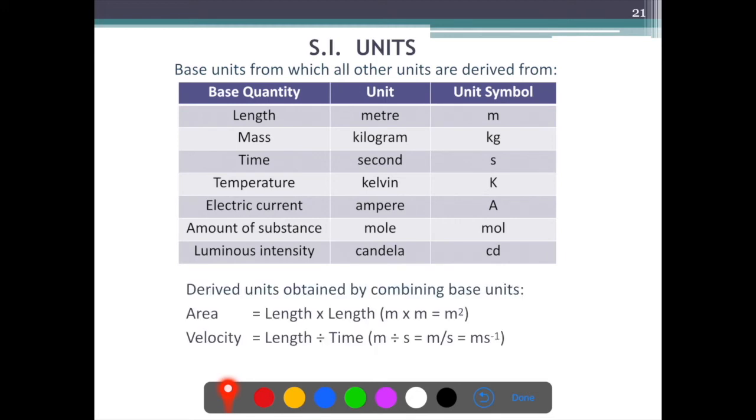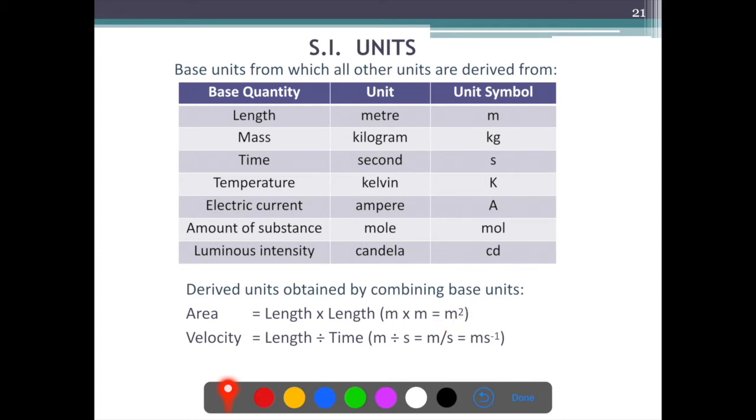We've also encountered what we call derived units. Derived units are what we obtain by combining base units. For example, we are calculating the area under a graph to determine the displacement from a velocity time graph, and so we're multiplying 2 lengths. So the unit for that area will be meters squared, because we're multiplying 2 lengths, and the base unit for length is meters. So meters multiplied with meters will give us meters squared.